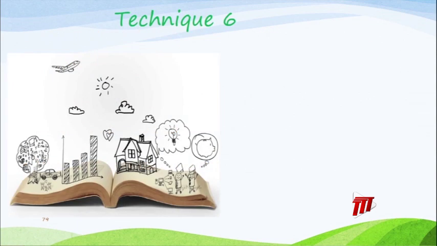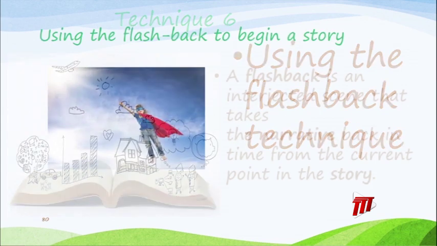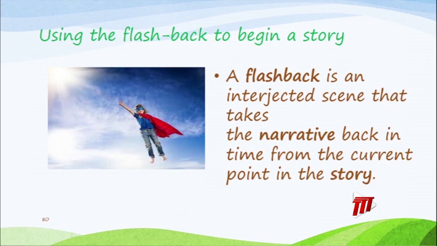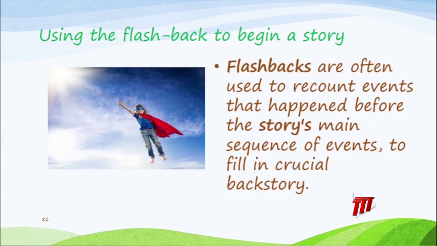Let's take a look now at our final technique, technique 6. Technique 6 is using the flashback to begin our story. A flashback is an interjected scene that takes the narrative back in time from the current point in the story. Flashbacks are often used to recount events that happened before the story's main sequence of events to fill in crucial backstory. To break it down, quite simply put, a flashback is when you remember something that would have taken place at an earlier point in the story at the present time, at the beginning of the story.